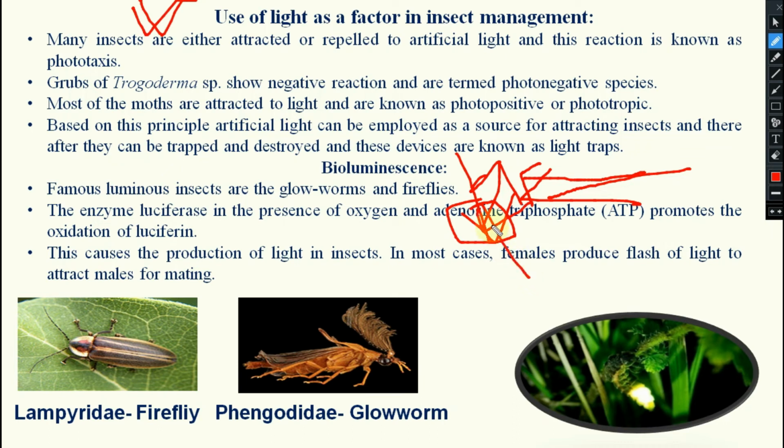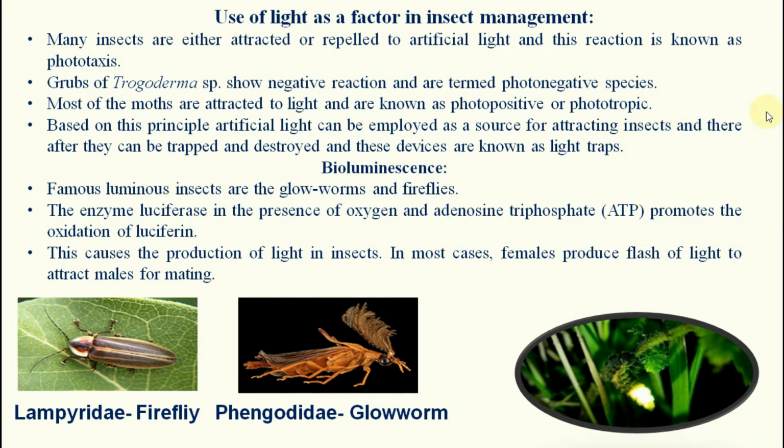This is one way. So the organisms which are coming towards light, they are known as what? Your positively phototropic insects. Yes or no? Insects which are going away from the light are known as negatively phototropic insects. Yes or no? So now you see, many insects are either attracted or repelled by artificial light, and this reaction is known as what? Your phototaxis. So what is phototaxis? It may also be a question. The orientation of the insect either towards or away from the artificial light or from the light is known as what? Your phototaxis. Clear?